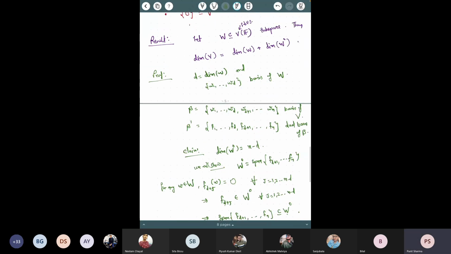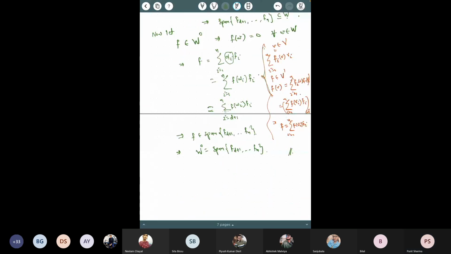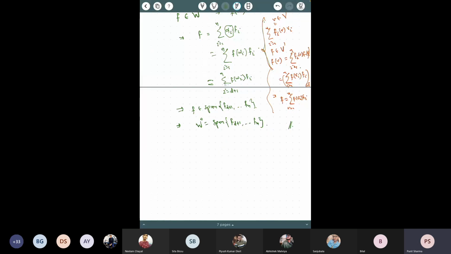So we can say that if V is a finite dimensional vector space and W is a subspace of it, then the dimension of V is equal to the dimension of W plus the dimension of W naught. Before I prove a few more consequences of this, let me first give you some examples of how to find the annihilator of a set. Let us understand this by an example.